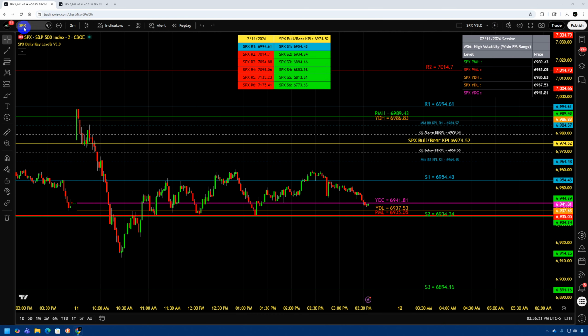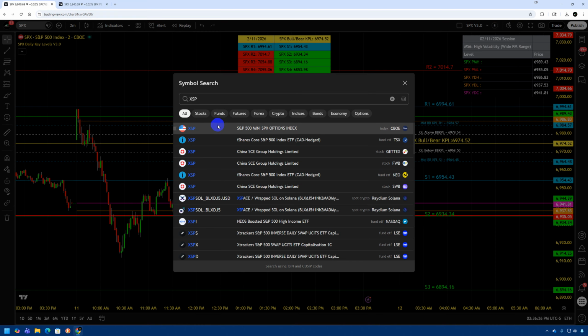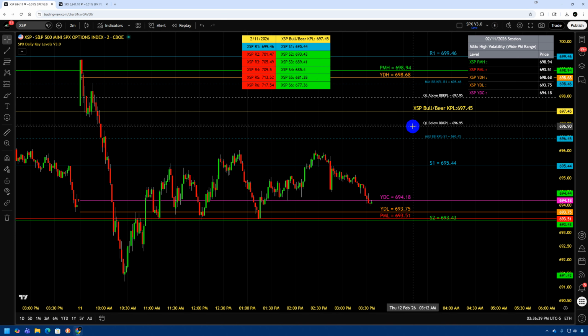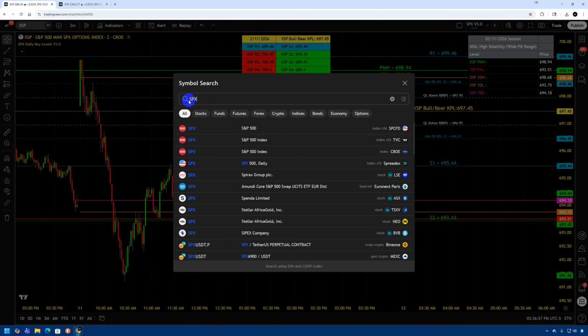So we'll go ahead and just show you right now. We'll put it on XSP. You just type in XSP, S&P 500 Mini SPX Options Index under the CBOE. And as you can see, now we have the XSP bull bear key price level. We have all the other levels for XSP, including this table here and this table here. For right now, we'll just go back to the regular SPX chart.